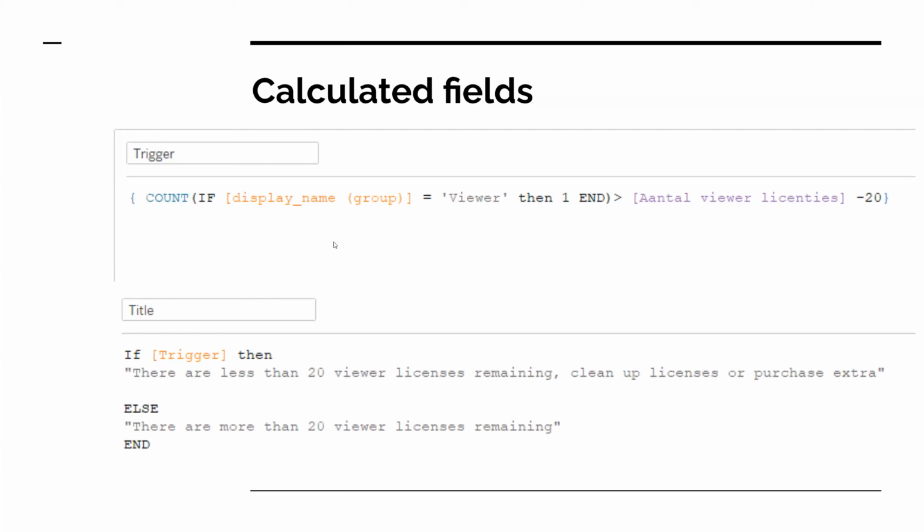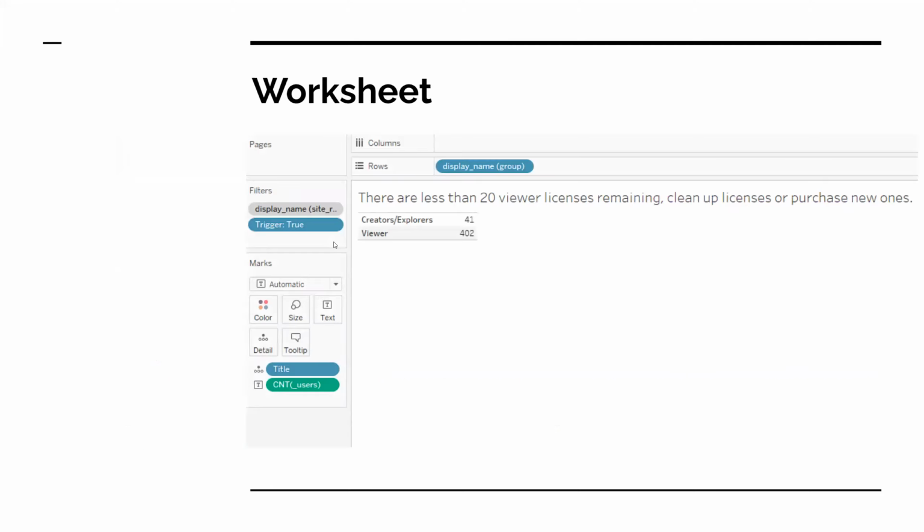And then secondly, I've made a title calculation just to make it look a bit better. It's a conditional calculation where if the trigger is right, so if the viewers have exceeded the threshold, it's going to tell me that there's less than 20 viewer licenses remaining, and then suggest me to clean up or purchase extra. Otherwise, it should show that there's more than 20 viewer licenses remaining and no action is necessary. So how does the worksheet look? Again, I'm looking at the number of users per display name, so per license type, putting the title on the detail and showing that in the title of the worksheet, and then filtering on the trigger here. And that's it. So it's very simple.